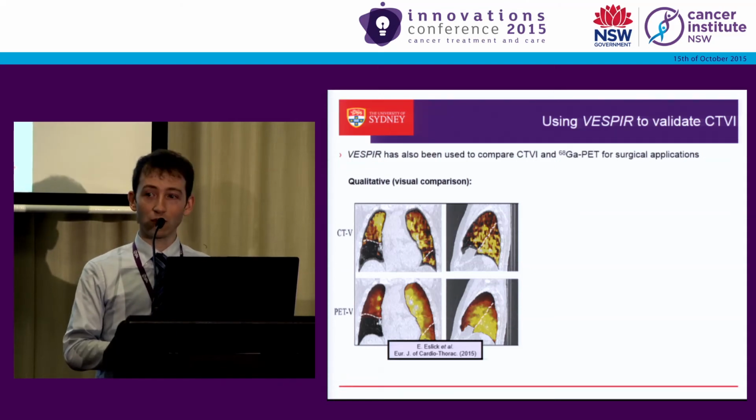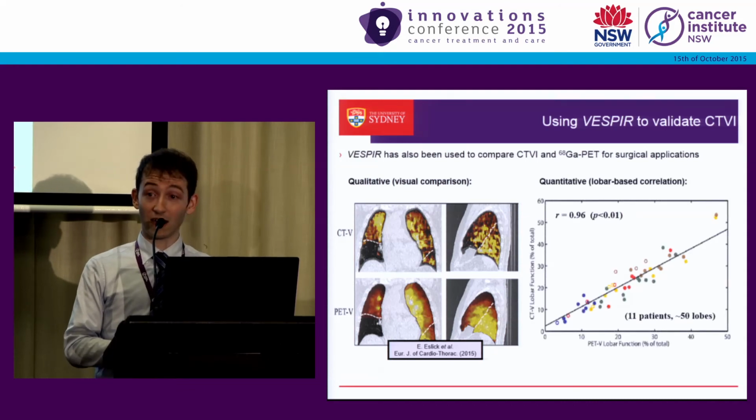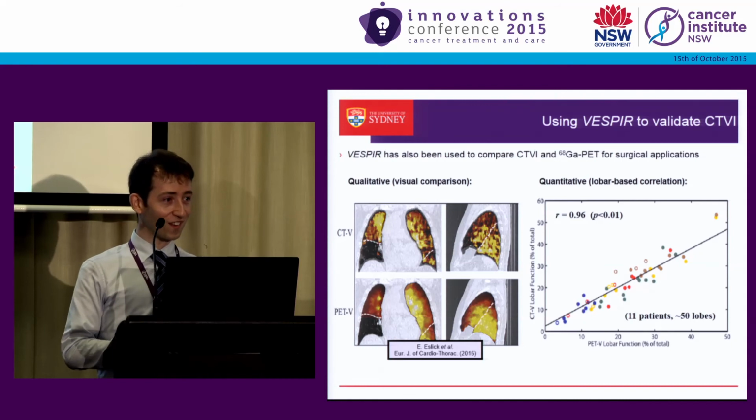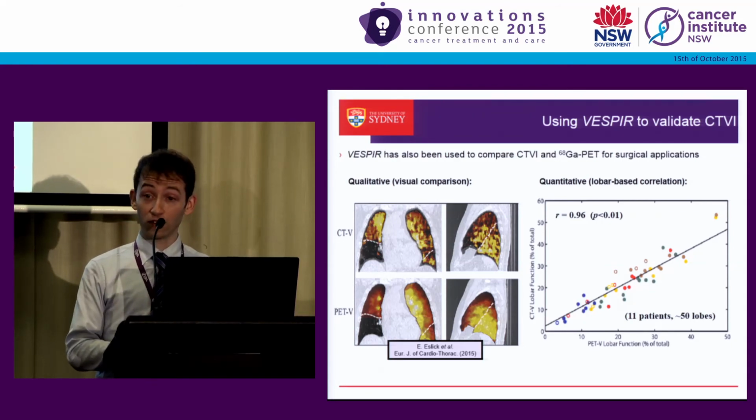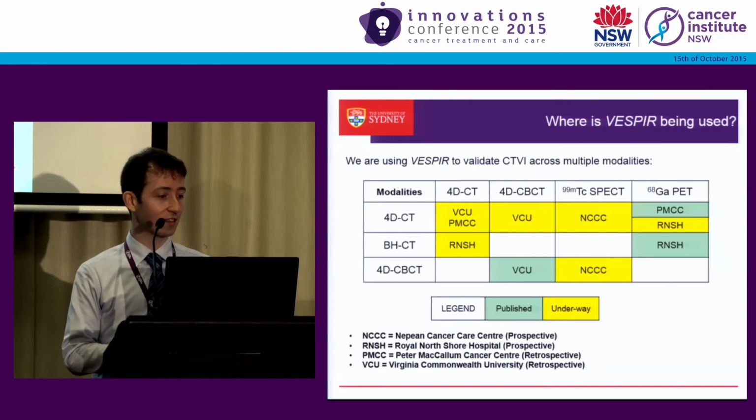So a bit of manual work there to do that. But she was seeing absolutely stellar correlations. So somewhere between the voxel level and the lobar level is where this technology really can tell us something very useful about lung function for radiotherapy patients.